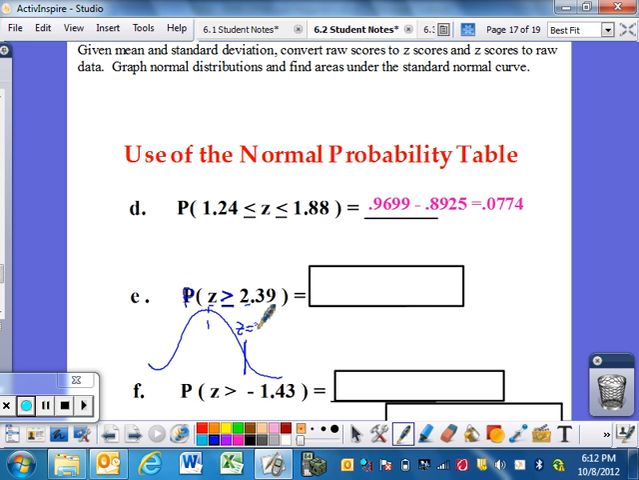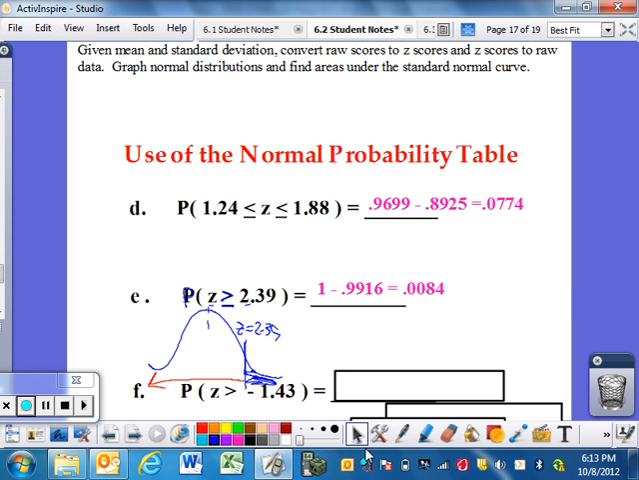Z equals 2.39 is somewhere to the right. And I want the information to the right, so I actually want this information. Well, the problem is your table always is going to give you the information to the left. I don't want that. So I know the entire curve is 1, and I have to subtract whatever the number is that we don't want. Well, this number in your table is 0.9916, so only 0.0084 is the information to the right.